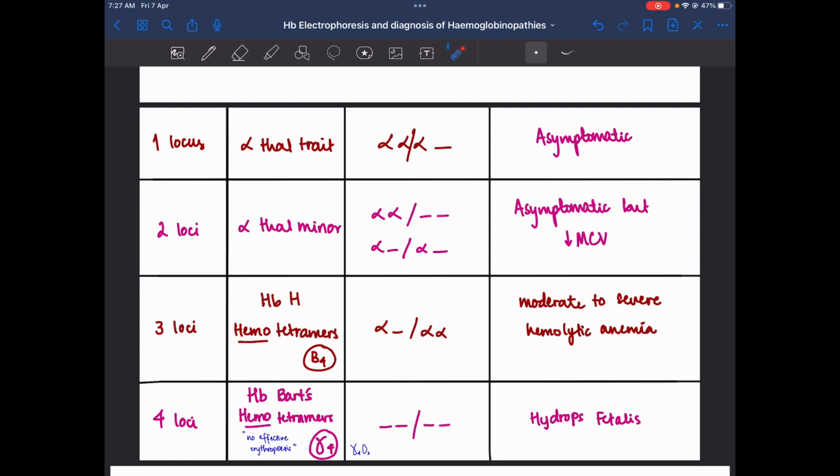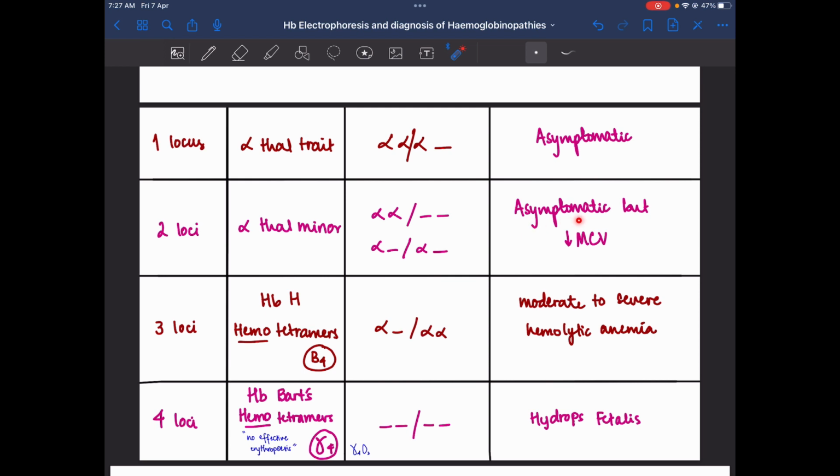Okay, 2 loci. So 2 loci mean that you can have 2 alpha genes mutated, right? Now, these 2 alpha genes can be on the same chromosome as in the first example, or they can be one on each of the different chromosomes. This will lead to alpha thalassemia minor, okay? Not trait, it's going to lead to alpha thalassemia minor.